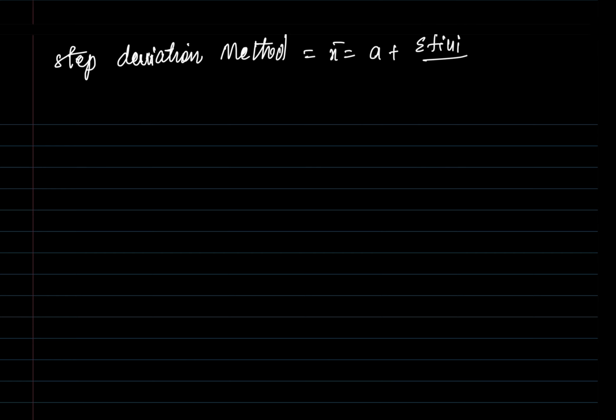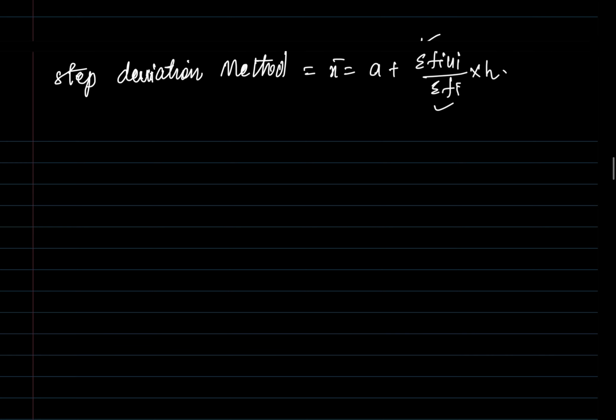Now we are starting the step deviation method. For this method, x bar is equal to a plus (sigma fi ui by sigma fi) into h, is the formula. For this we have to find the a value, we have to find fi, fi ui, and the h value. So all this we have to find. h is the class size.